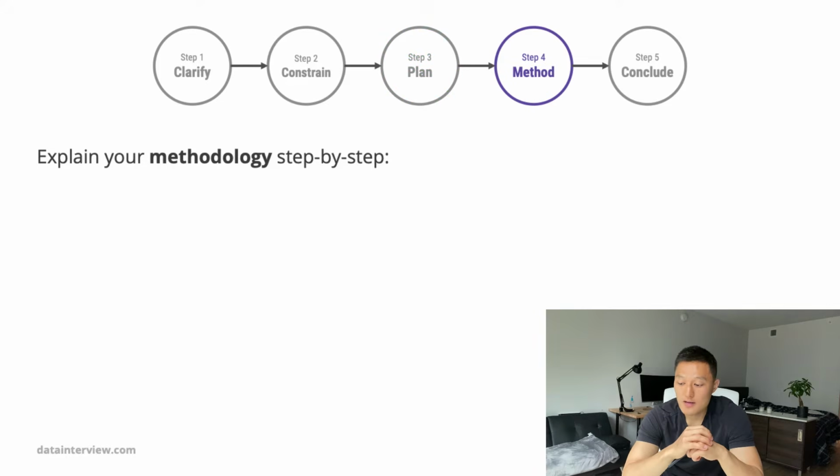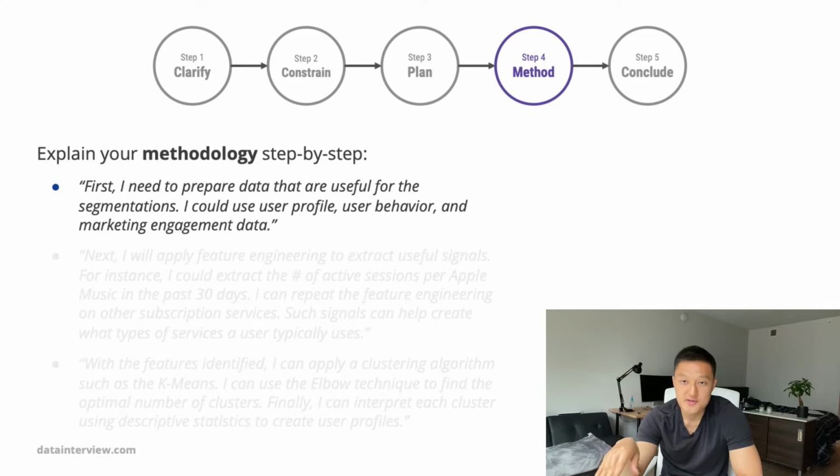The next step I want to cover is the methodology part. This is where you have brainstormed what your methodology is going to be, and this is where you explain your solution out loud. The very first thing I mentioned is that you want to cover the data preparation, at least for this particular question. So this is the part where you say, hey, first I need to prepare data that are useful for segmentation. I could use user profile, user behavior, and marketing engagement data. So that's good that you're going to talk about this data. And this is the part where the interviewer might interject and say, hey, what kind of signals could you potentially extract from this?